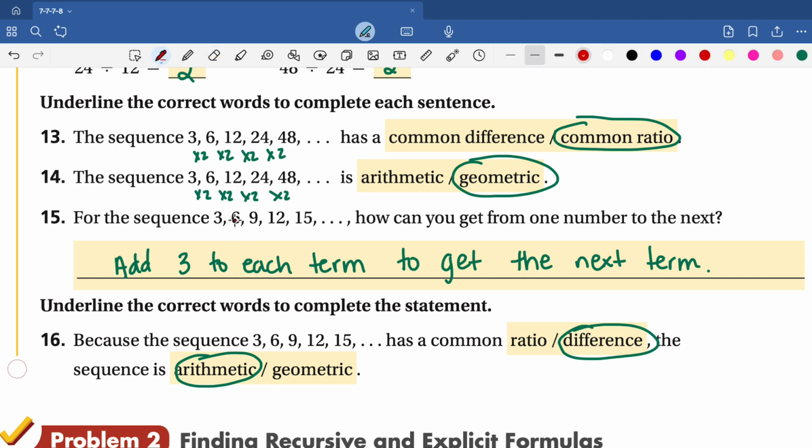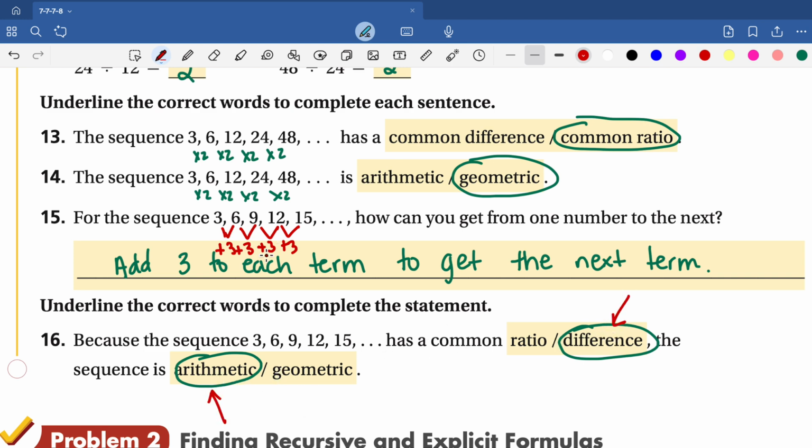So let's see if there's a common difference. I'll do 6 minus 3, I get 3. 9 minus 6, that's 3. 12 minus 9, that's 3. 15 minus 12, that's 3. So I'm adding 3 each time to get the following term. Because the sequence 3, 6, 9, 12, 15 has a common difference, this sequence is arithmetic.